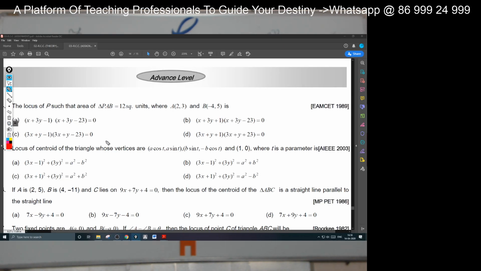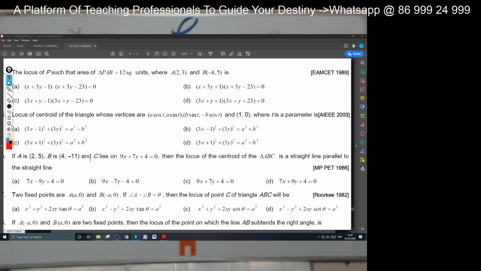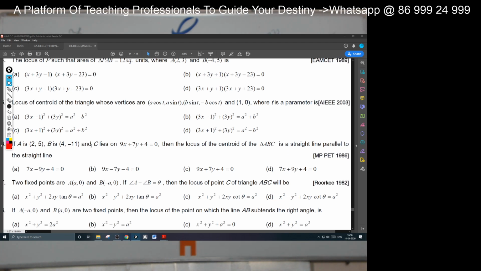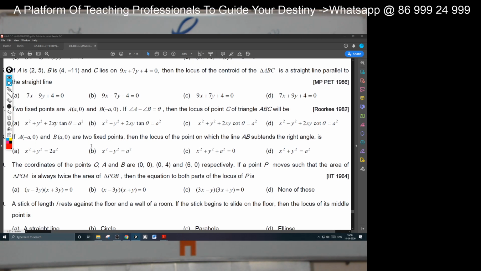Next. A is (2, 5), B is (4, minus 11) and C lies on 9x plus 7y plus 4 equals 0. Then the locus of the centre of the triangle is a straight line parallel to the straight line. Little twist in the question. What is that? A is given, (2, 5). B is given, (4, minus 11). A is given, B is given.